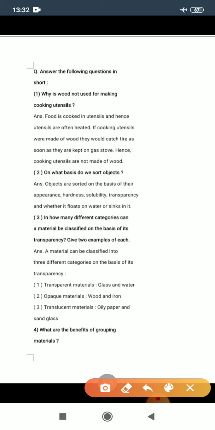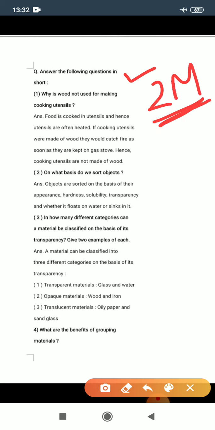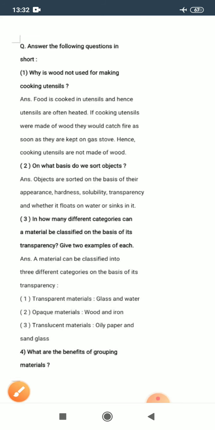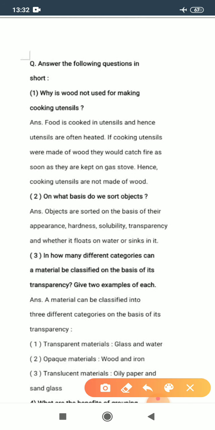Now the next question is answer the following questions in short. These questions can be asked in exam for 2 marks. Let's see. Number 1. Why is wood not used for making cooking utensils? That means why do we not use wood in cooking utensils?